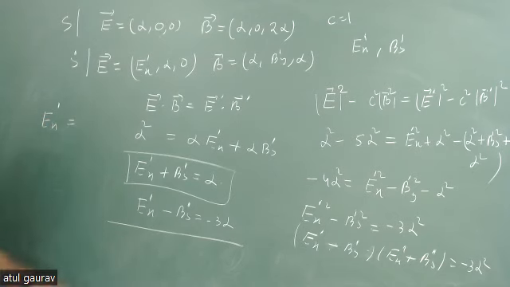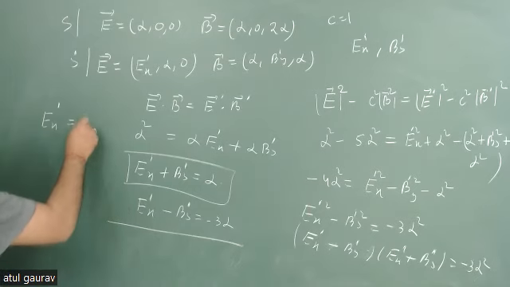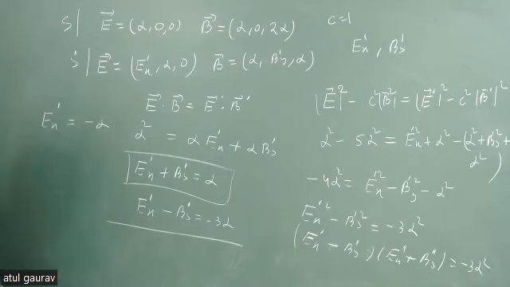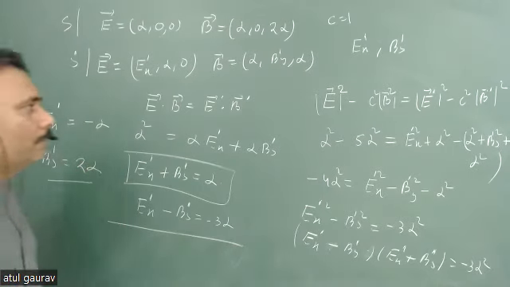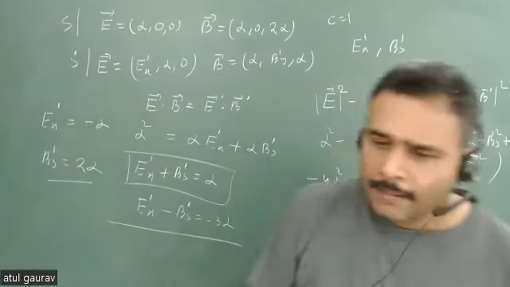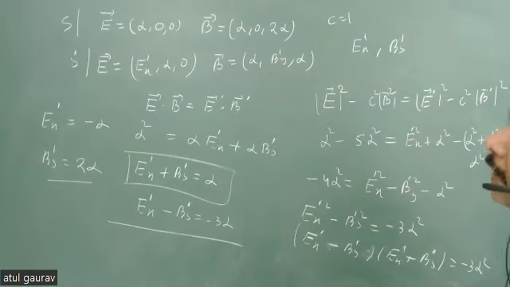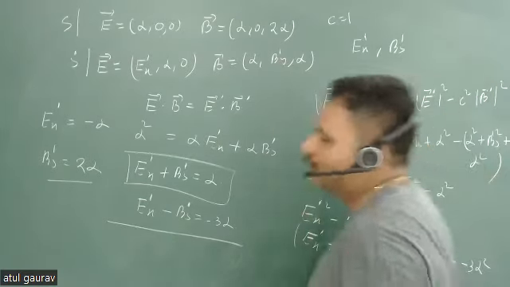When you add it, what will this become? 2Ex dash is equal to 2 alpha minus 2 alpha, isn't it? Minus alpha. So Ex dash is equal to minus alpha. And what about your By dash? 2 alpha. So this will be your answer. So you can easily use this formula and work with this type of problem.